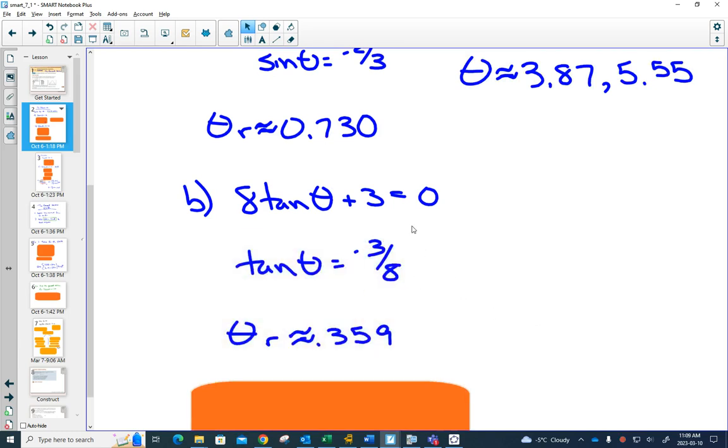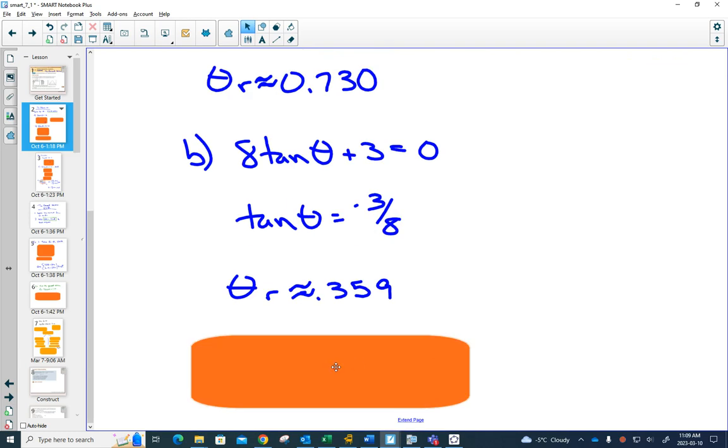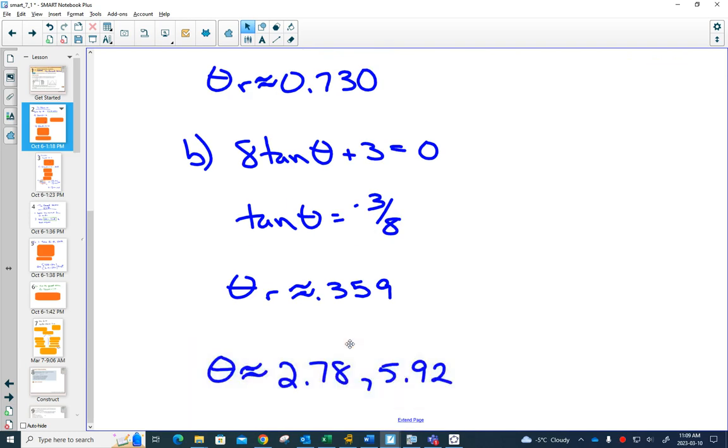So you get tan by itself to get negative 3/8. Reference angle, 0.359. Then quadrants 2 and 4, because tan is negative. So these two were 2 review questions with calculator. Next questions are going to be without calculator.